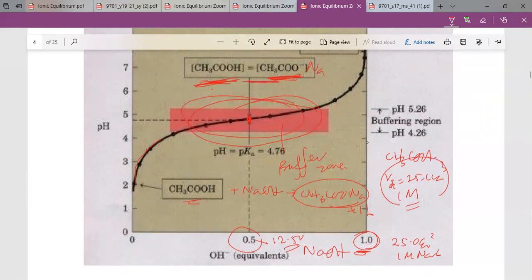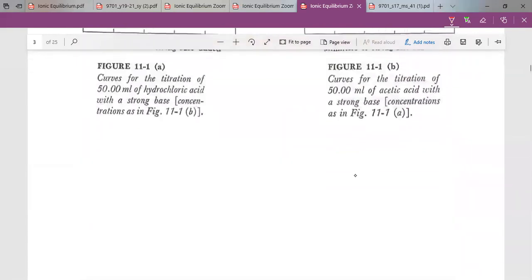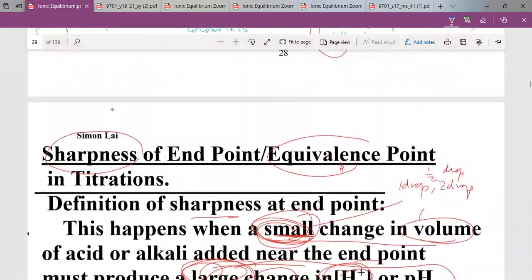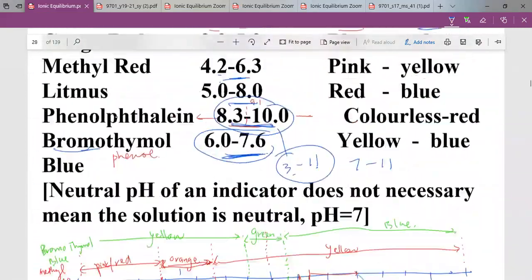And halfway here is when the pH is equal to pKa, because the concentration of HA equals the concentration of the salt. That's how you find your pKa. I'll do this later. I thought I could finish now, but cannot.